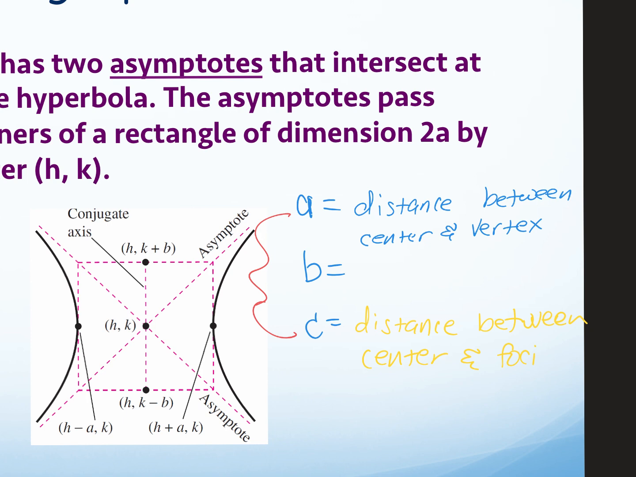What is that B value? B is the distance between the center, good, and the co-vertices. Now, I don't really mean this, so no one take offense, but who's more important, the captain or the co-captain? Captain, right? I don't really mean that in real life, but in our thought process. So on the main transverse axis, the axis that carries all the information, that's where your vertex and your center and your foci are. The other axis is where the co-vertices are.